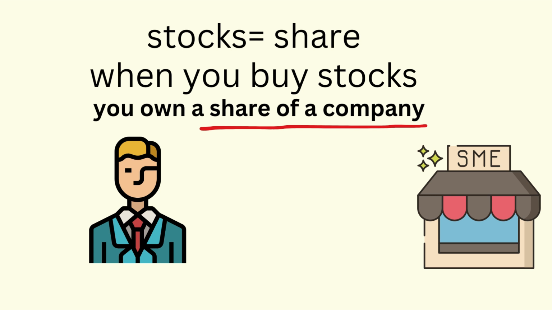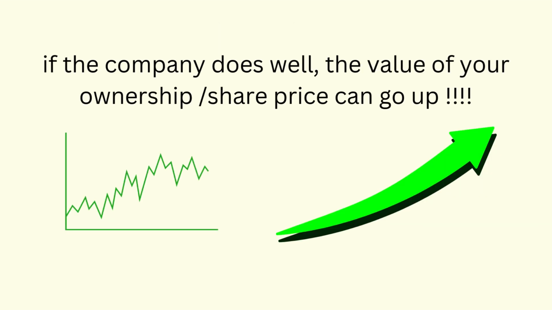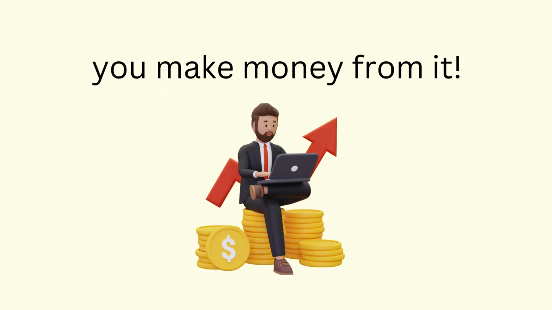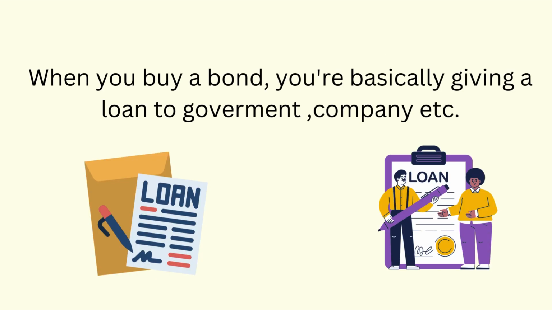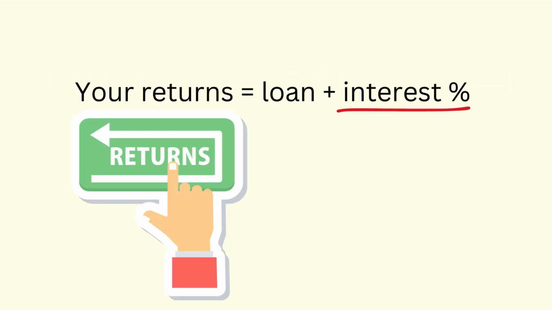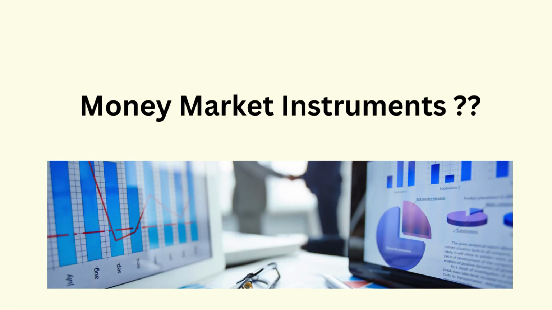What is equity or stock? Stock is equal to share. So when you buy stocks, you own a share of a company. If the company does well, the value of your ownership or share price grows up and you make money from it. What are bonds? Bonds is nothing but you basically giving a loan to a company or government. Then what is your return? Return is equal to loan plus the interest.